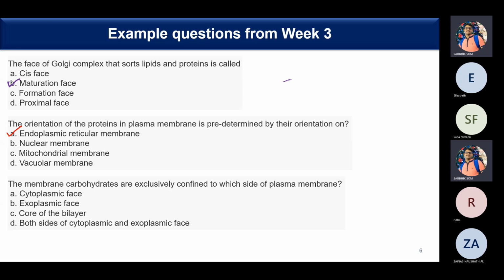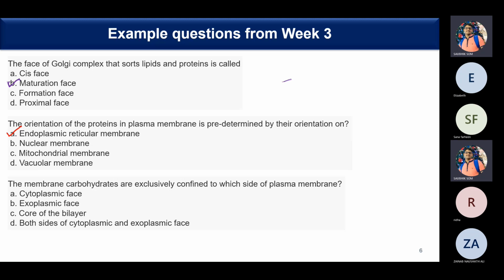Okay, so the next question. The membrane carbohydrates are exclusively confined to the cytoplasmic phase, the core of the bilayer, the exoplasmic phase, or both sides of the membrane?